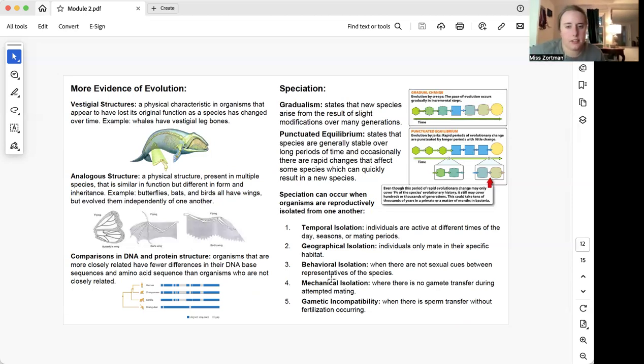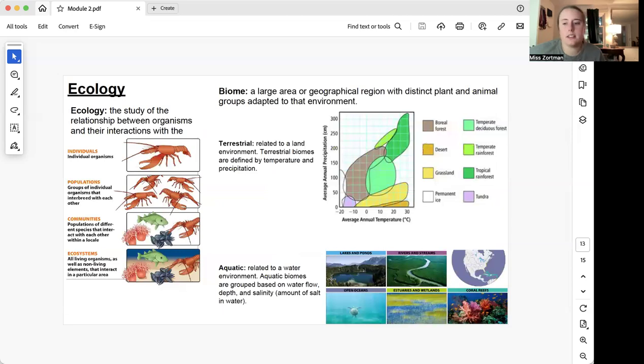And then we covered that. Okay, and then the last one, ecology. This was the last unit that we did. So ecology is the study of organisms and interactions with each other and their environment.